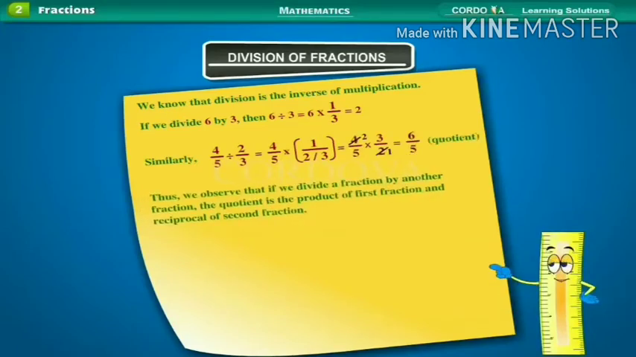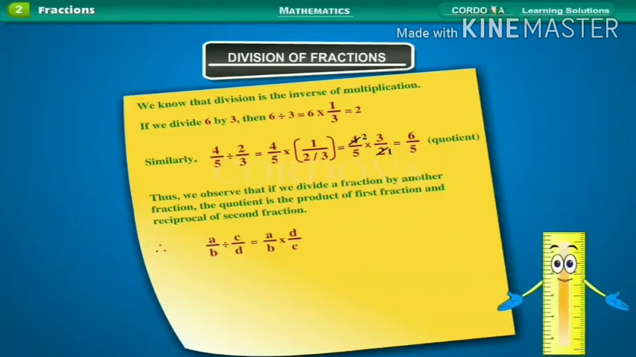Thus, we observe that if we divide a fraction by another fraction, the quotient is the product of the first fraction and the reciprocal of the second fraction. Therefore, a upon b divided by c upon d is equal to a upon b into d upon c.